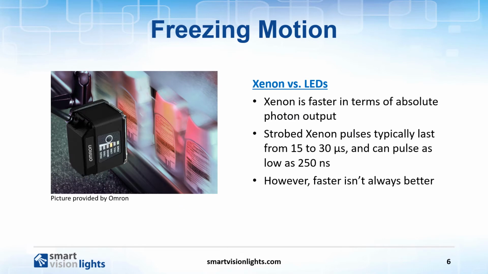Traditionally, xenon strobes or pulsed LED light sources have been the favored solutions for freezing part motion in high-speed imaging applications. Xenon strobes are brighter in terms of absolute photon output, and their light pulses, when strobed, typically last from 15 to 30 microseconds, though they can pulse as low as 250 nanoseconds if necessary. To date, the shortest pulses that conventional LED lights can effectively deliver are in the low microsecond range. But faster is not necessarily better.